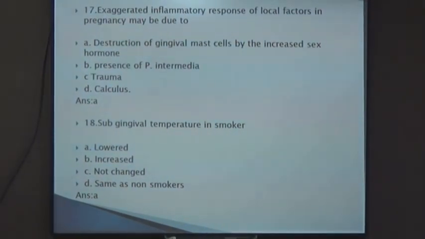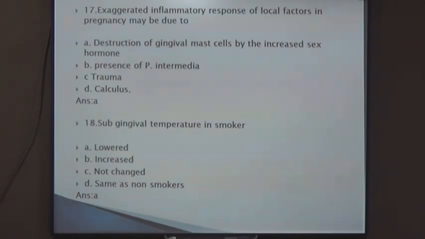Exaggerated inflammatory response of local factors in pregnancy may be due to destruction of gingival mast cells by the increased sex hormone. Usually in pregnancy, P intermedia is a microorganism which is abundant. Understood? Why? Because it is more in pregnancy, because this P intermedia will take a steroid as a growth factor.